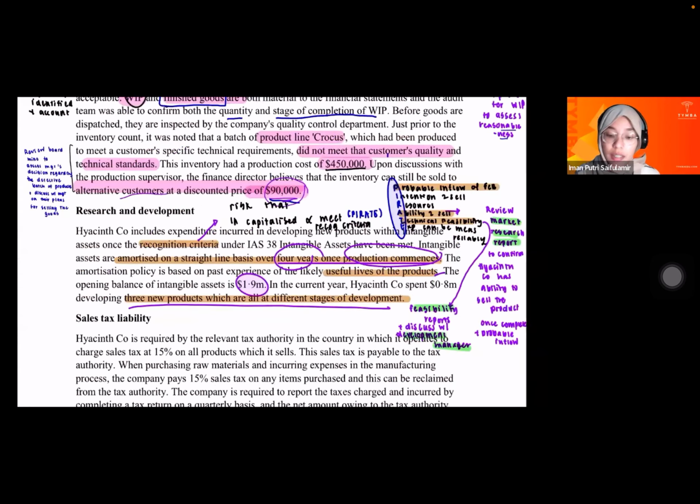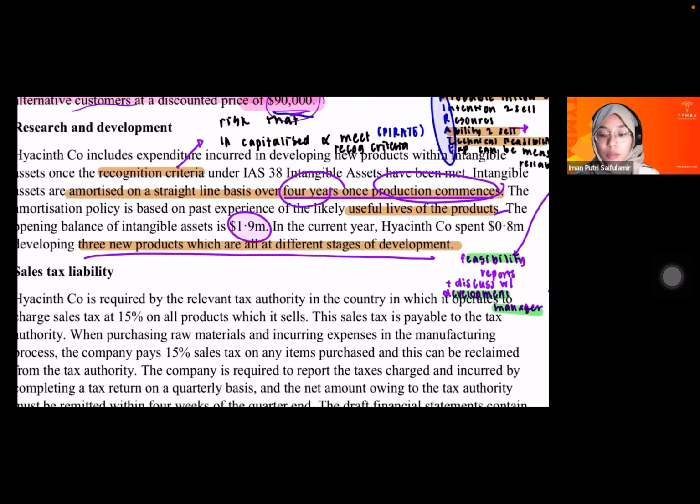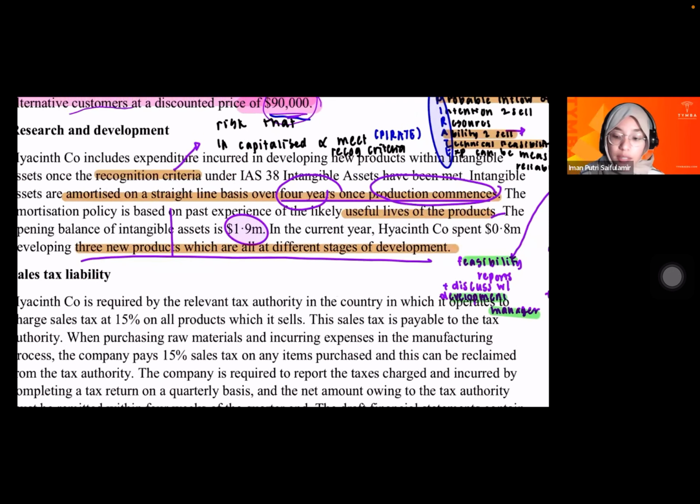Intangible assets are amortized on a straight line basis over 4 years once production commences. What is the risk here, guys? Can you tell me what the risk is? We cannot proceed without knowing the risk. What is the risk in the case of the amortization?